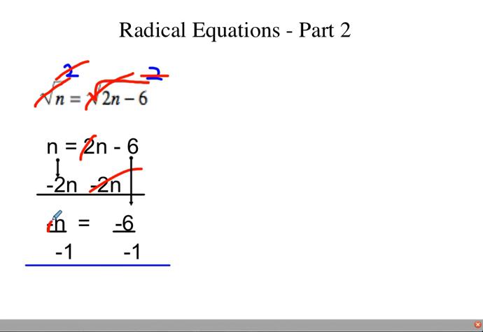Minus and minus cancel each other out, so we end up with minus n divided by 1, which is just n, equal to minus 6 divided by minus 1. Very good guess. Minus and minus cancel each other out, and we end up with 6. Let me write it in front of it, 6. So n is equal to 6.